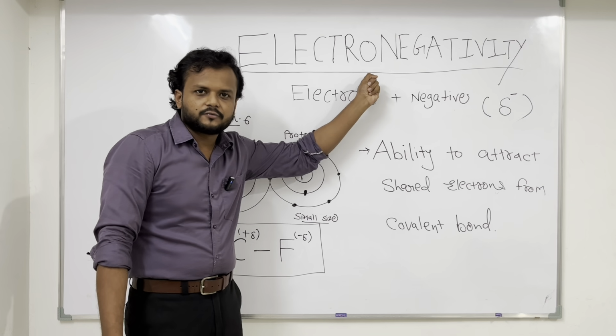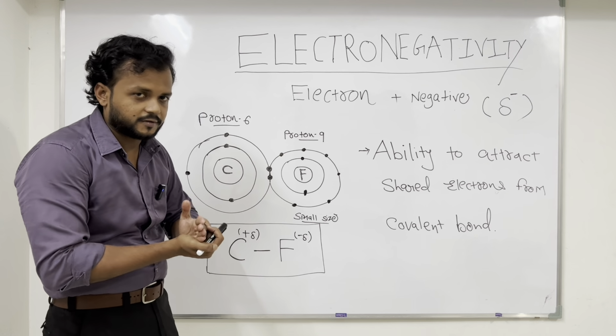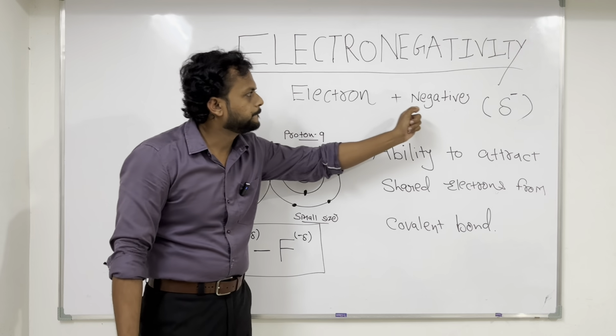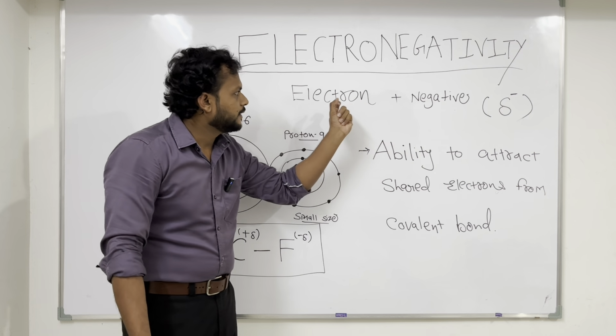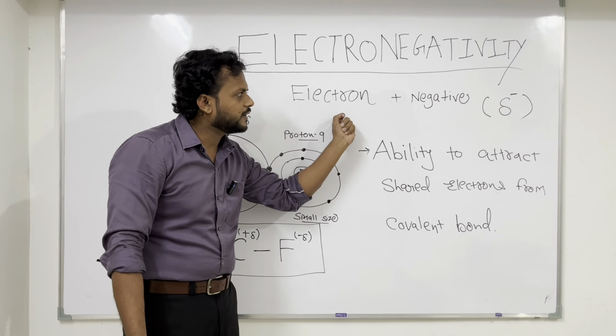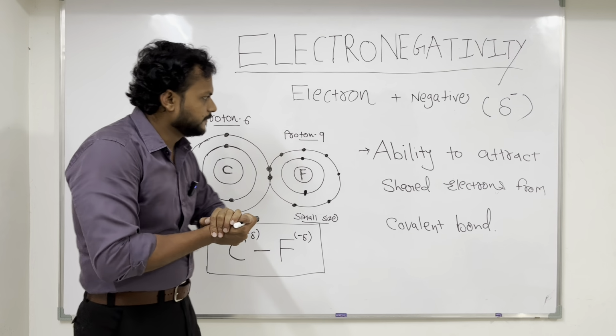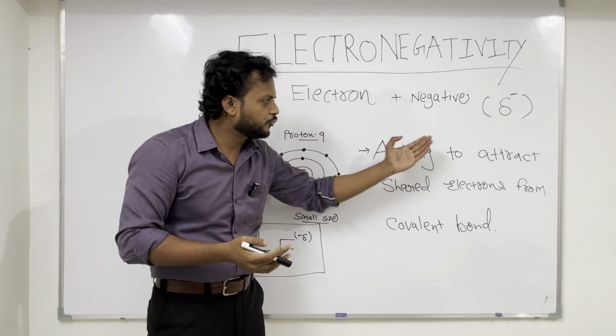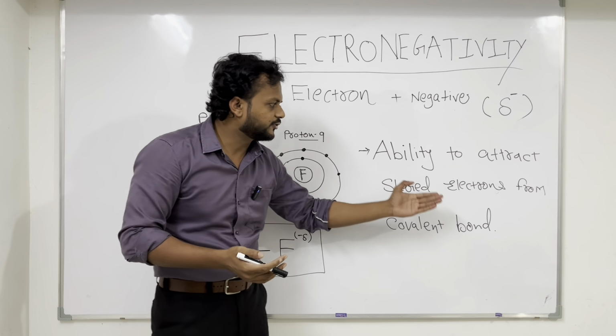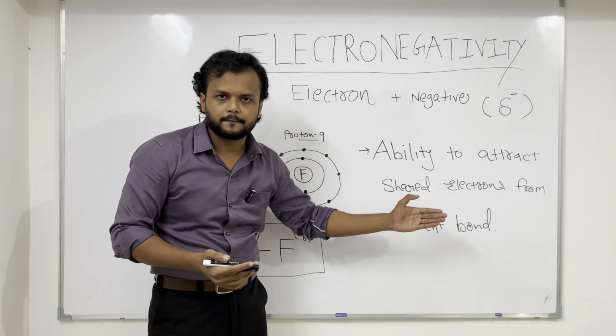What is electronegativity? Break the word. Electron plus negative. Something regarding electron and the negative charge. Now let's see the definition. Ability to attract shared electrons from covalent bond.